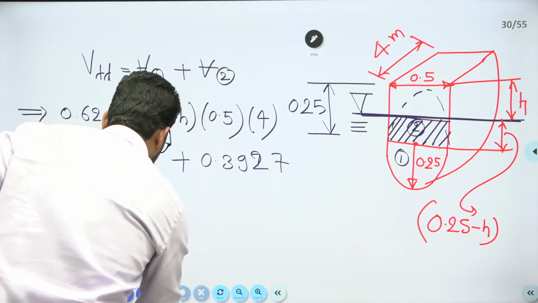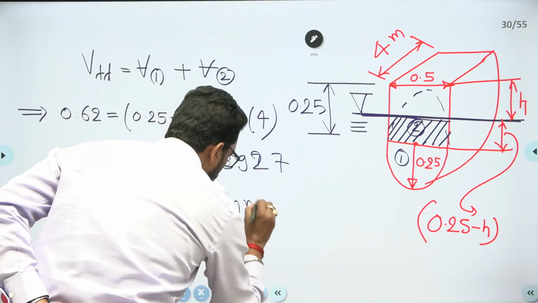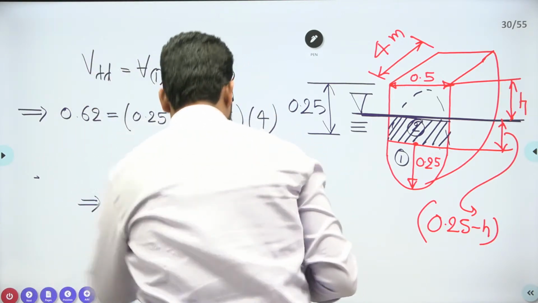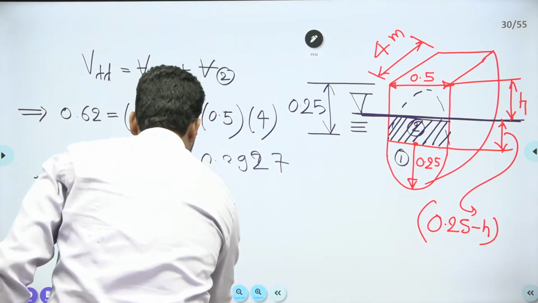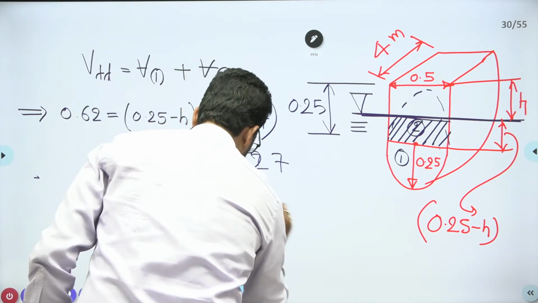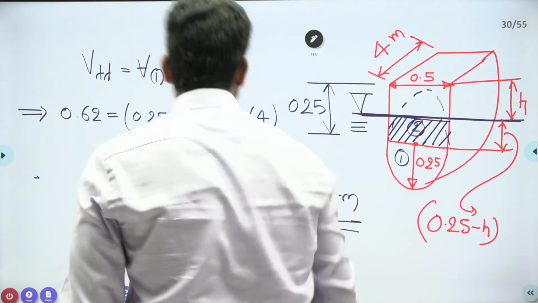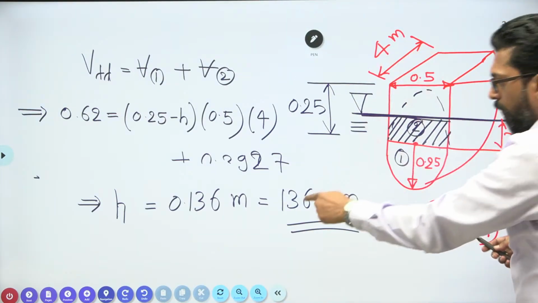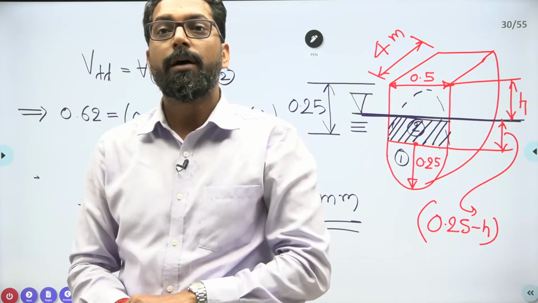So this is approximately 0.136 meter. That means what beta? This is not mm, this is meter. Okay, 0.136 meter, that means 136 mm. That means the platform is 136 mm above the water surface. Okay.